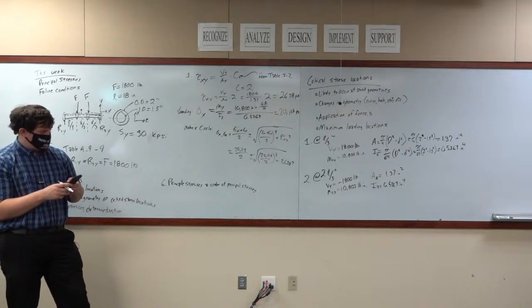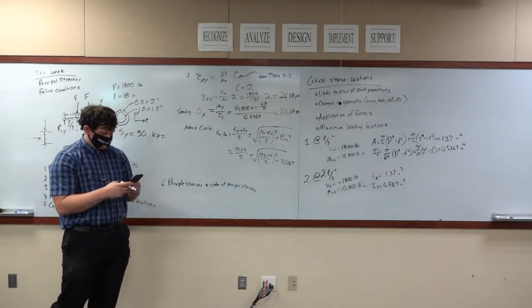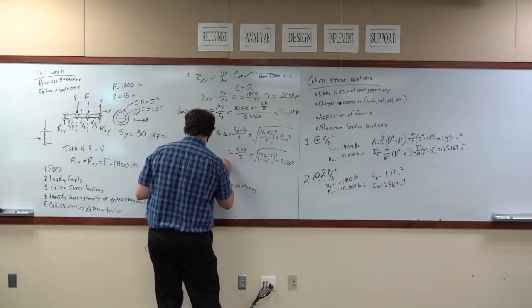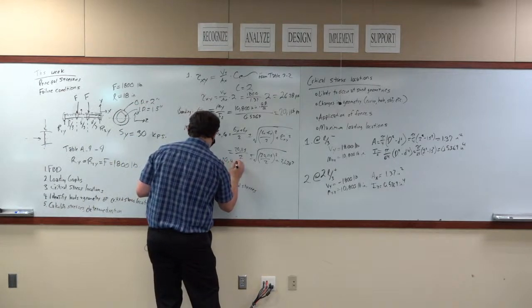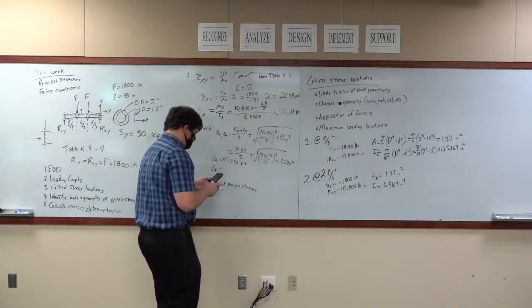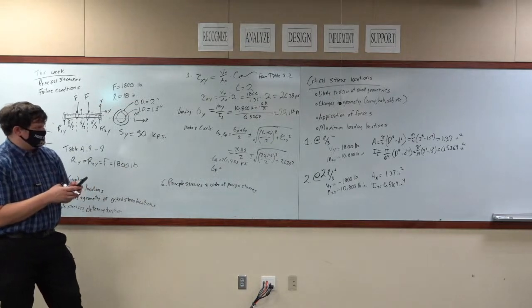Squared. So this sigma A equals 20,453 psi. Sigma B is equal to, oh dang.